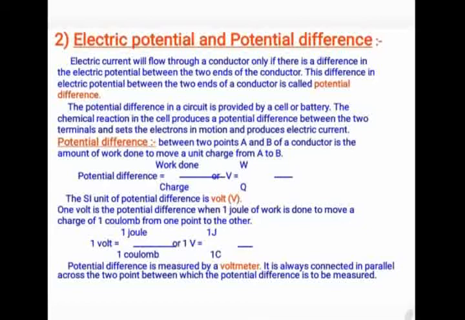Potential difference is measured by a voltmeter. A voltmeter is always connected in parallel across the 2 points between which the potential difference is to be measured.